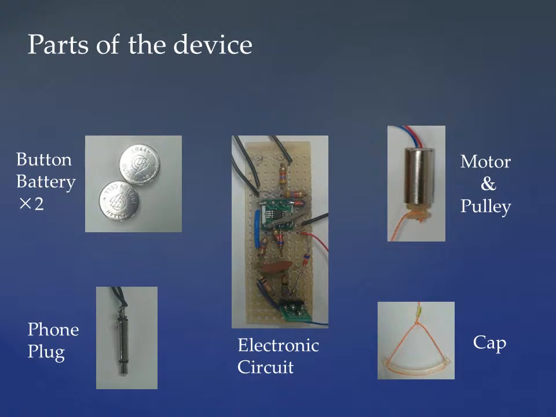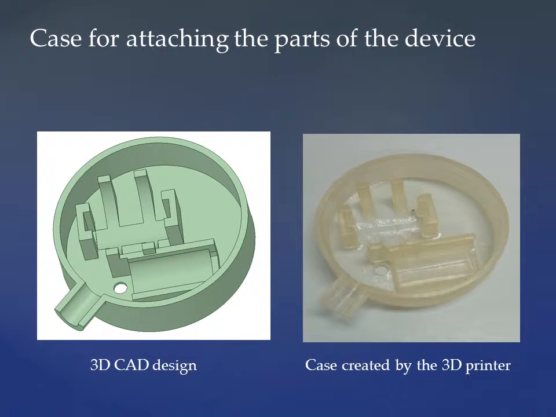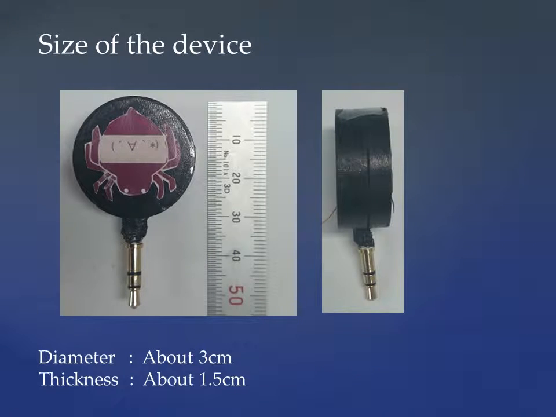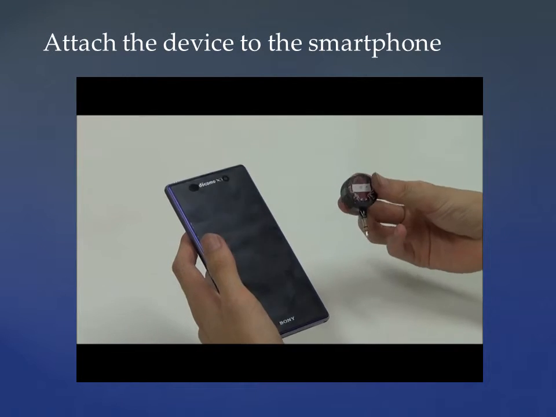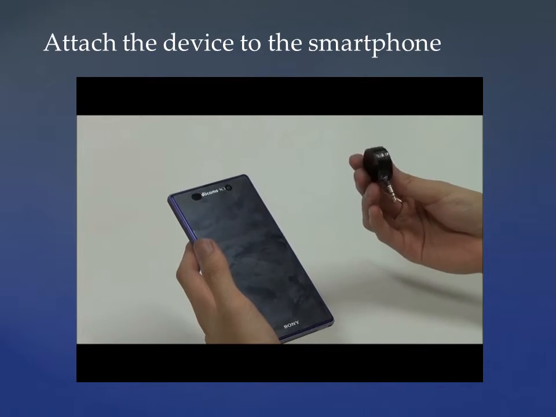These are parts of the device. This is a case for attaching the parts of the device. We explain about the size of the device. About 3 centimeters in diameter and 1.5 centimeters in thickness. This device is very small. We attach the device to the smartphone.